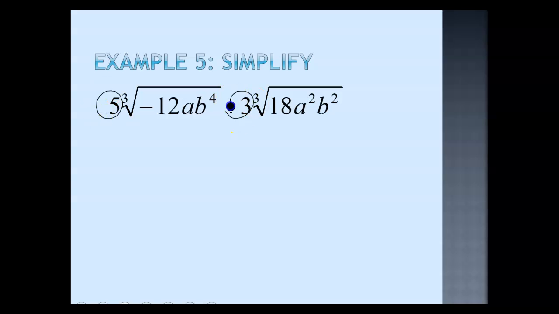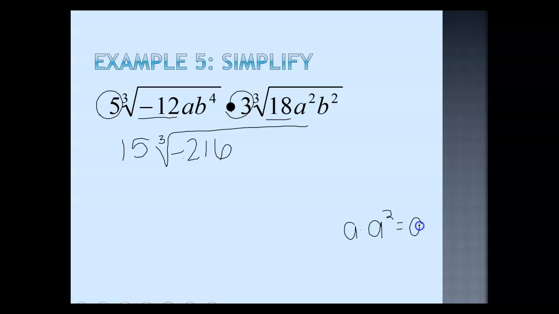Okay, let's go through. What's 5 times 3? So this is a cube root. So what's negative 12 times 18? Negative 216. Now, a times a squared. If you multiply a times a squared, it becomes what? a cubed, because you add the exponents.